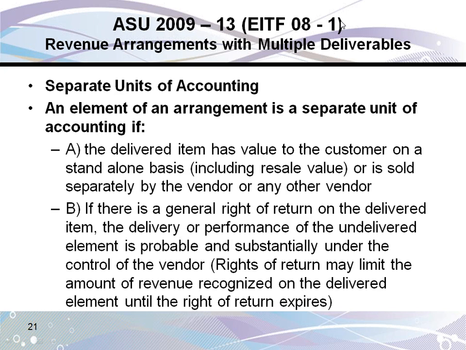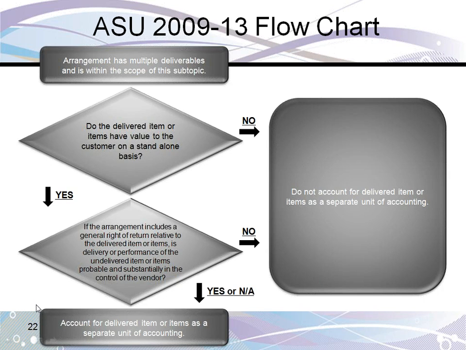However, if an undelivered element could result in the return of the delivered element, then we're not going to be able to consider that delivered element a separate element for revenue allocation in our multiple element arrangement. Another way of saying that is to use this visual flow chart.